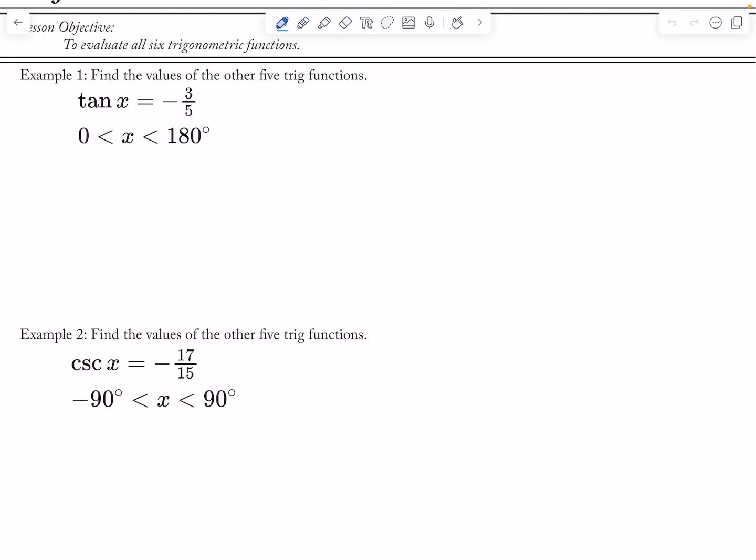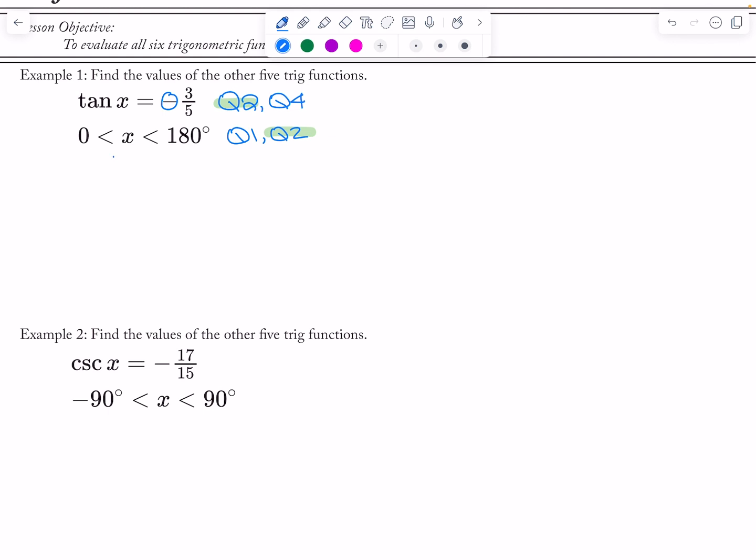All right, so let's go ahead and take a look at this lesson. I want to find the other 5 trig functions. I still have to think about what we did in 11-4 with my quadrants. I'm given that tangent is negative, so my angle has to be in quadrant 2 or quadrant 4, because that's where tangent is negative. And if I'm between 0 and 180 degrees, that's quadrant 1 or quadrant 2. I want it to be true in both, so the only time it's true in both quadrants is quadrant 2.